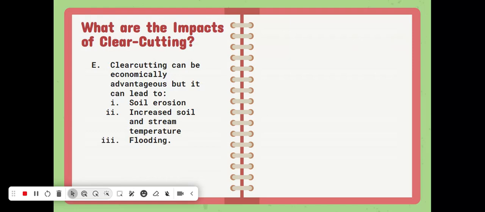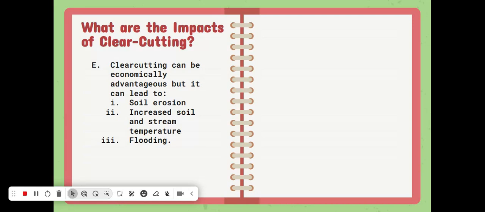Now, what are some of the impacts of clear cutting? Like, why do companies even do this if it's going to be so bad for the environment? Well, clear cutting is an economically advantageous way to harvest wood. Because you can take all of the wood all at once, there are no greater amounts of payments that have to be made. It doesn't take quite as long as selective cutting might.